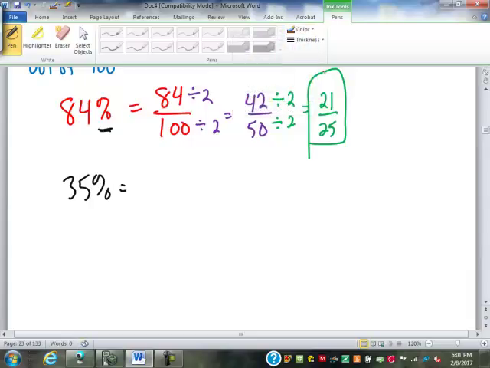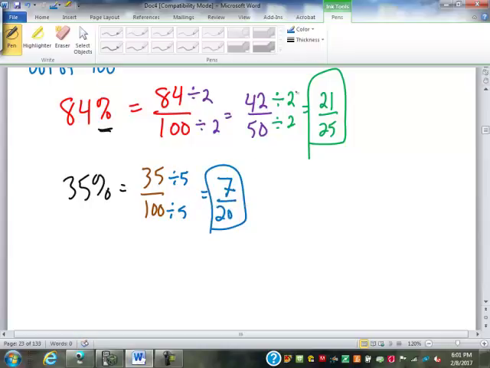So 35% is what as a fraction? Well, 35 over 100. Perfect. And both of those can be divided by 5. 35 divided by 5? 7. And 100 divided by 5 is 20. You are correct. 7 20ths.